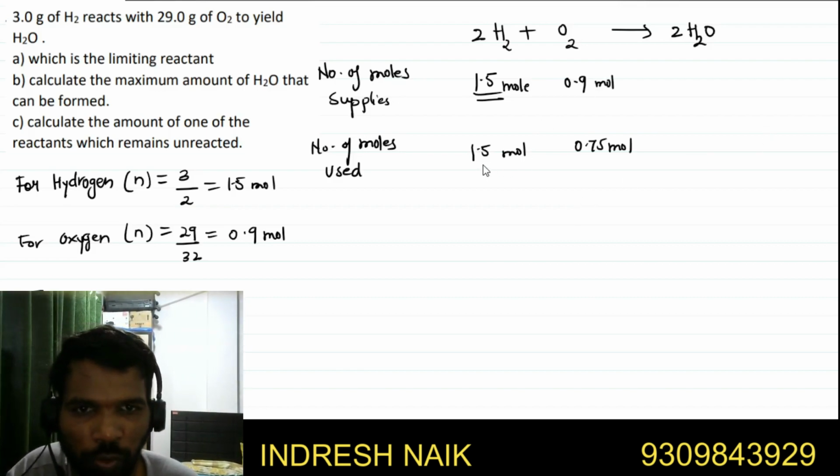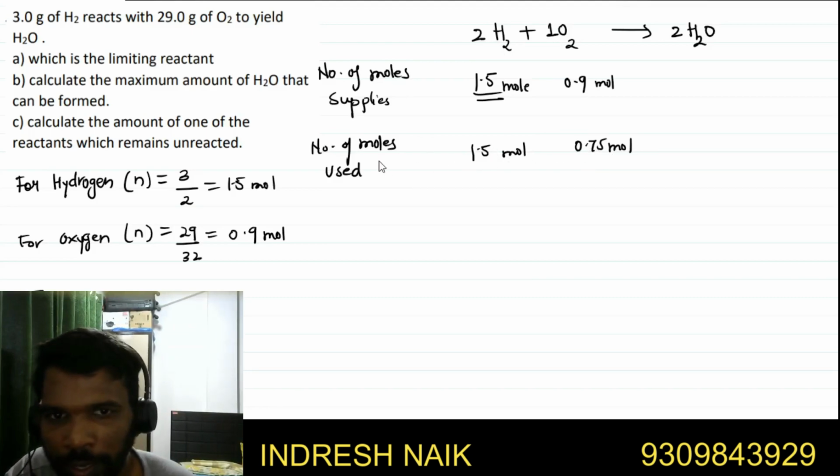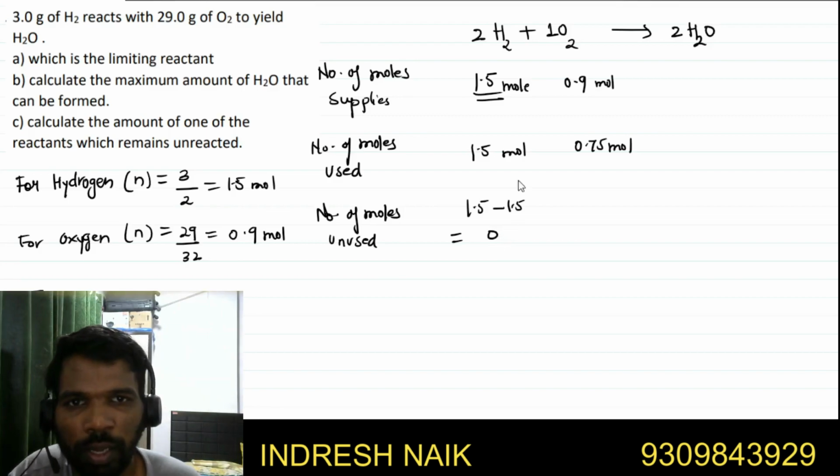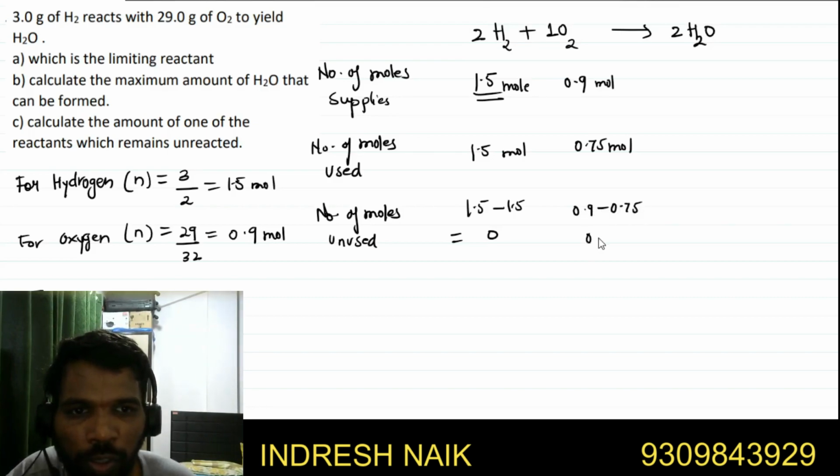So number of moles used, this is 1.5 mole. So this is 0.75 because 0.75 is half of this, as 1 is half of 2. So this is the relation. It is in the same ratio, right? So number of moles unused: this is 1.5 minus 1.5, here it is 0 mole, meaning all the quantity of hydrogen is used. Here it is 0.9 minus 0.75, so 0.15 mole is unused.